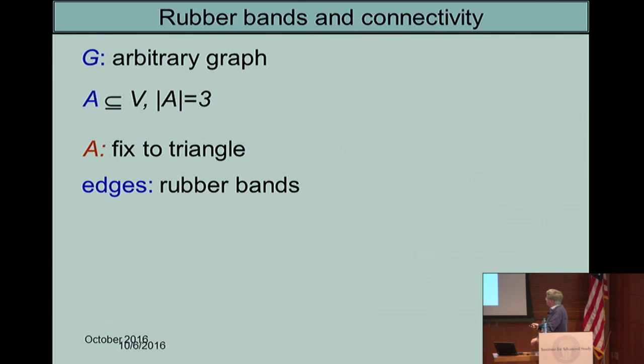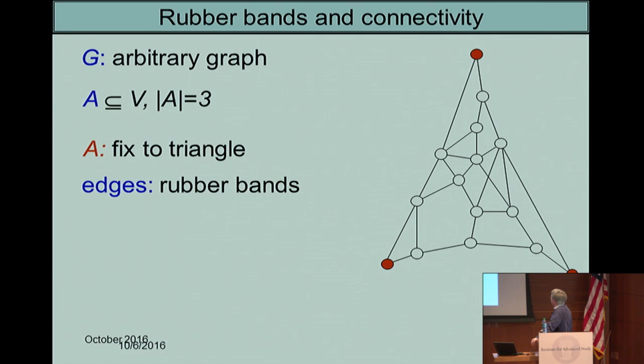We fix the vertices in A to a triangle, and then we replace the edges by appropriate high-tech rubber bands, which shrink to 0 if allowed, and which don't get tangled. And then we let it find its equilibrium. And so we get this rubber band representation of the graph. Now, there's a lot of interesting things to say about this.